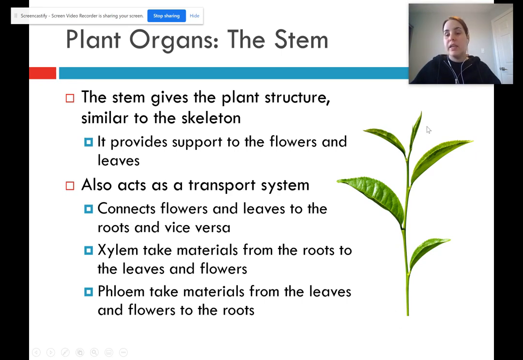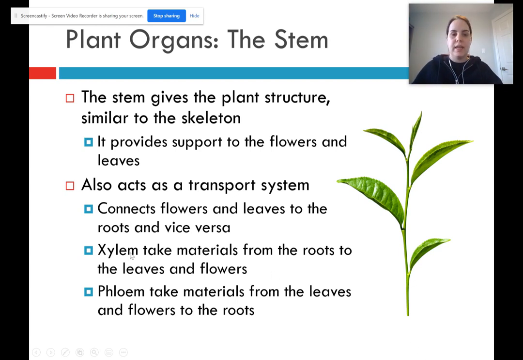So it connects the leaves and the flowers that may be on the above ground portion of the plant to the roots down underground. Okay, so it's kind of like a highway or a pathway, similar to your blood vessels, like your veins, your arteries, your capillaries we talked about last day. Okay, so it connects all these organs that are on top of the plant to the organs that may be underground. So there's two parts of this transport system called the xylem and phloem. Xylem are responsible for taking materials from the roots up to the leaves, and the phloem are responsible for taking them from the leaves and the flowers down to the roots.